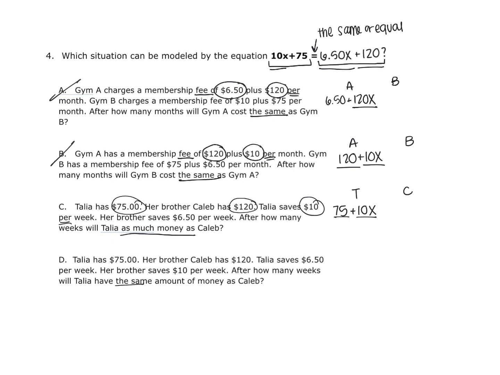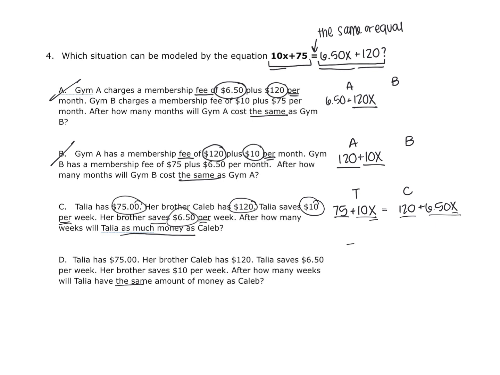It says Caleb has $120 as his starting amount and saves $650 per week, so plus $650 times X. We saw that keyword of as much money as, so it gets an equal sign. And while I wrote these numbers in a different order, all of the pieces are where they should be, and our variables are attached to the correct values, so we're going to leave C.